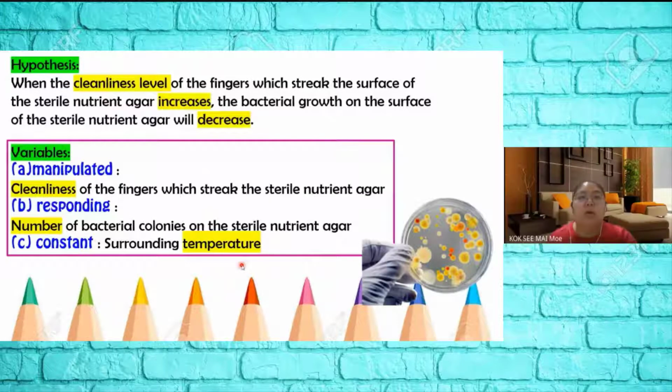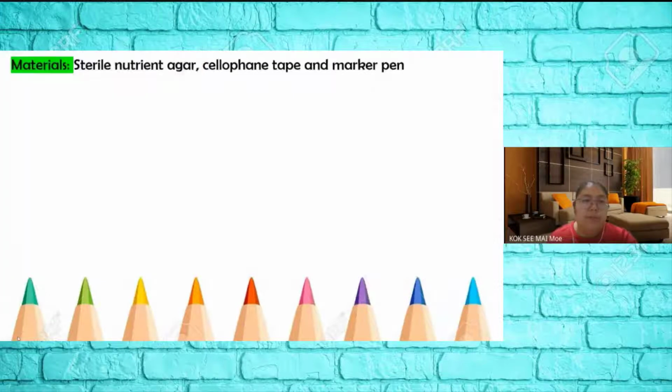Okay, then we continue to the next. The materials we need are sterile nutrient agar, cellophane tape, and also the marker pen. The marker pen is for marking. Then, how many colonies?